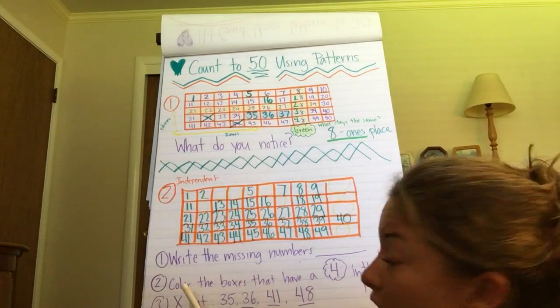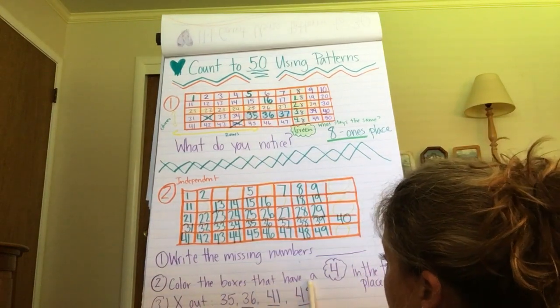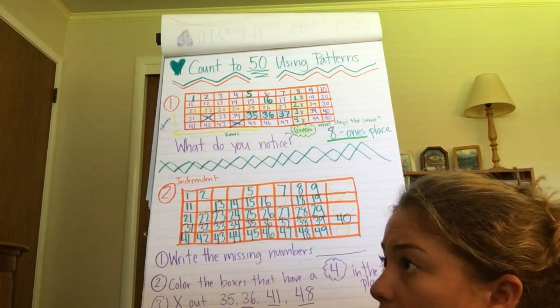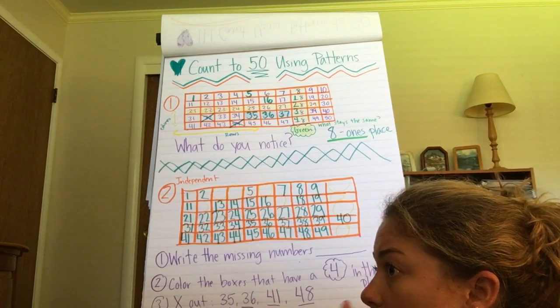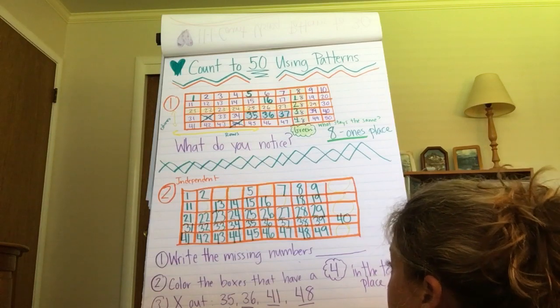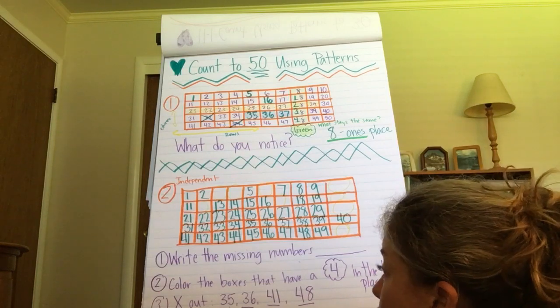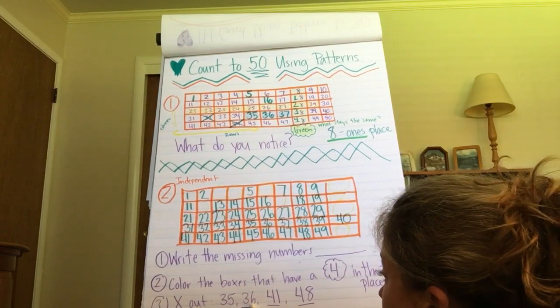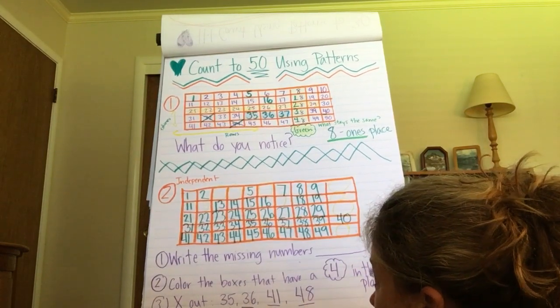Then you're going to color the boxes that have a 4 in the tens place. Think about the ones place and the tens place. You're going to color the boxes that have a 4 in the tens place. You're going to X out numbers 35, 36, 41, 48.